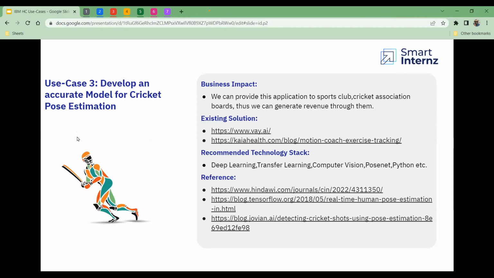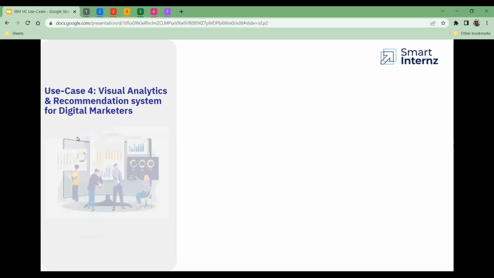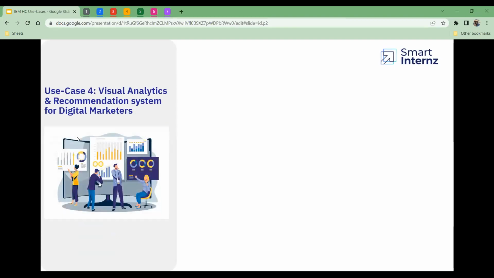So the next one we have is visual analytics and a recommendation system for digital marketers. Can you guys quickly tell me who digital marketers are? What do they do? Digital marketers are pretty famous, I know. In simple terms, by the name only we can understand: the person who markets in digital forms. Yes, that's correct. Who promotes the business using the internet? Yes, that's correct. Promotes products. Yes, that's great. Thank you for the responses.